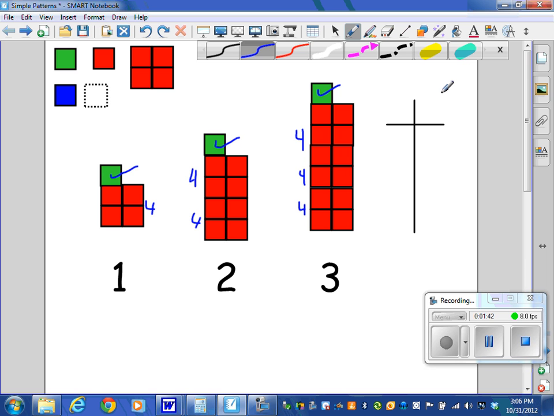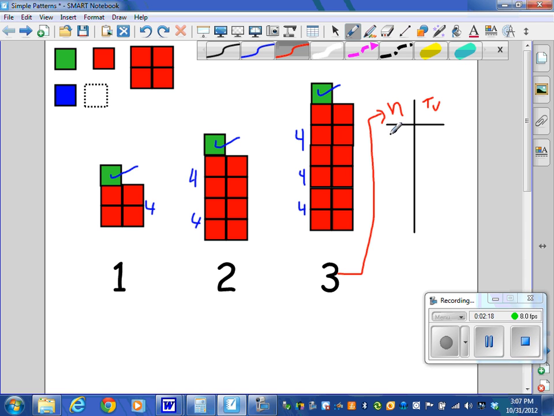Okay, so now we've got the part that changes and the part that stays the same, but we need to organize our information. We do that by using the table of values. You can see I've already got a t-table worked out over here. We have the term number, and we call that n, and that relates to the sequence number, the picture number, the figure number, the term number, they're all the same. And then we have the term value.